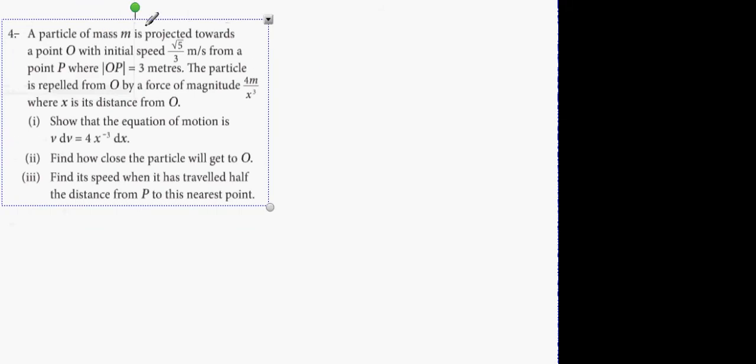A particle of mass m is projected towards a point O. So it is projected towards the point O. Now, something as simple as this. See the way I've actually written down the same thing. Okay?